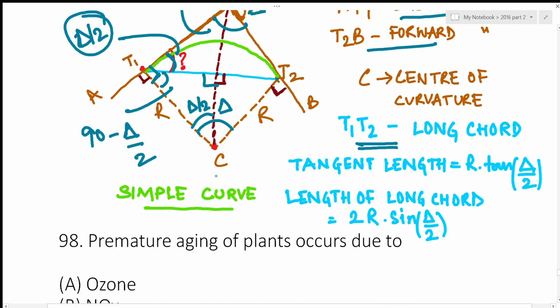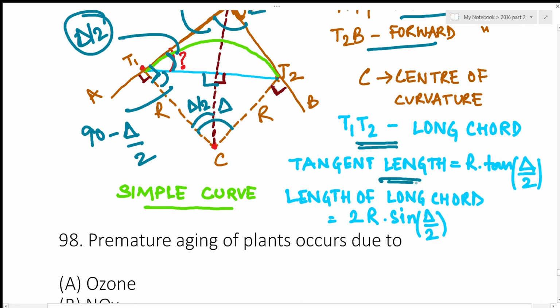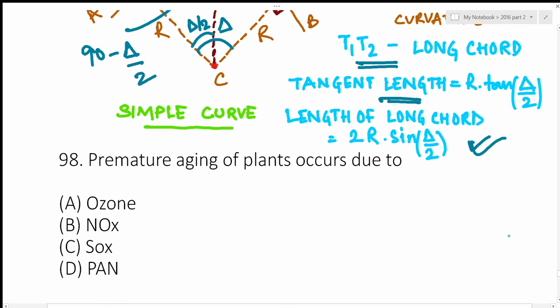Also they sometimes ask you what is the tangent length in terms of formula. The tangent length is r tan delta by 2 and length of long chord is given by 2r sine delta by 2.